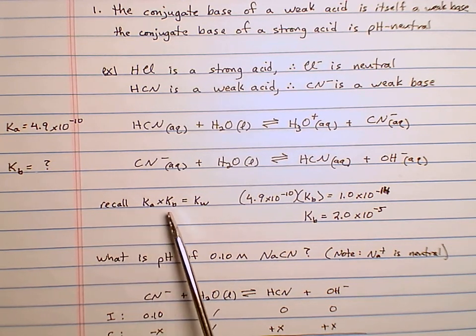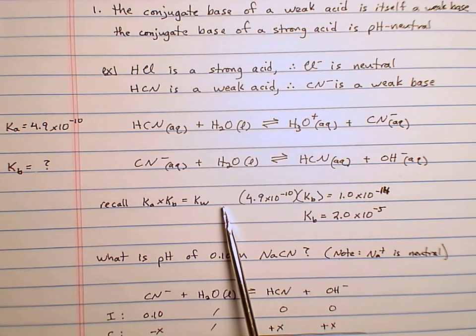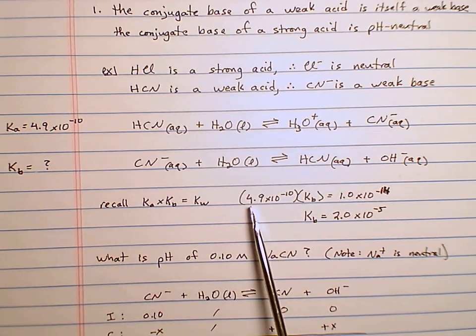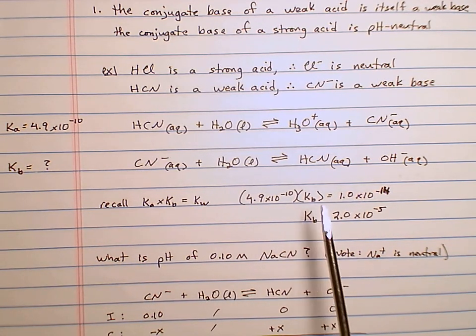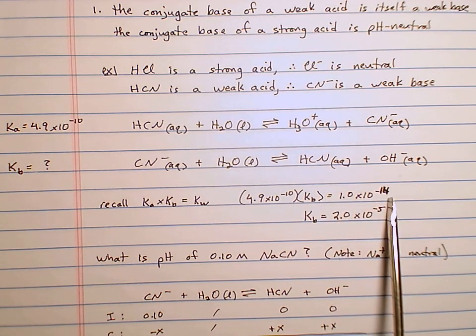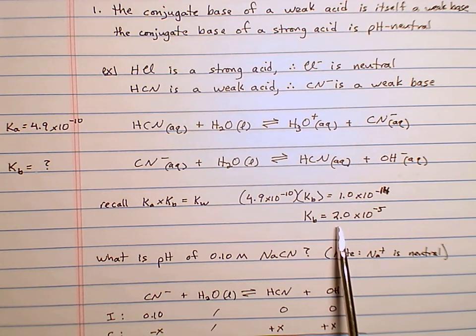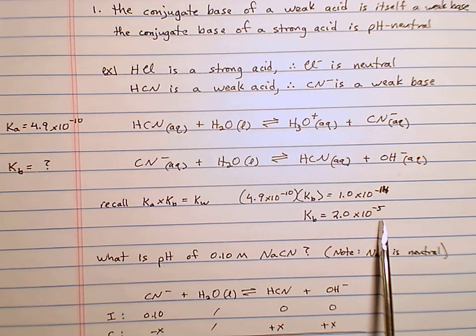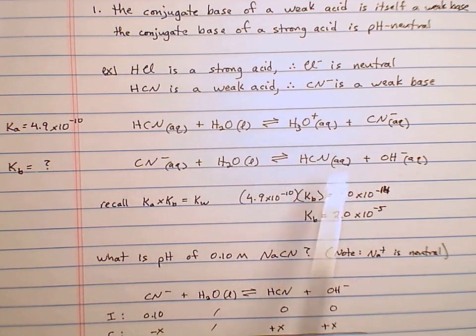Well, recall Ka times Kb equals Kw. So to find this Kb, we take the Ka times our Kb, our x value here, equals 1 times 10 to the minus 14, Kw. Kb is 2.0 times 10 to the minus 5. That will be the Kb for this reaction here.